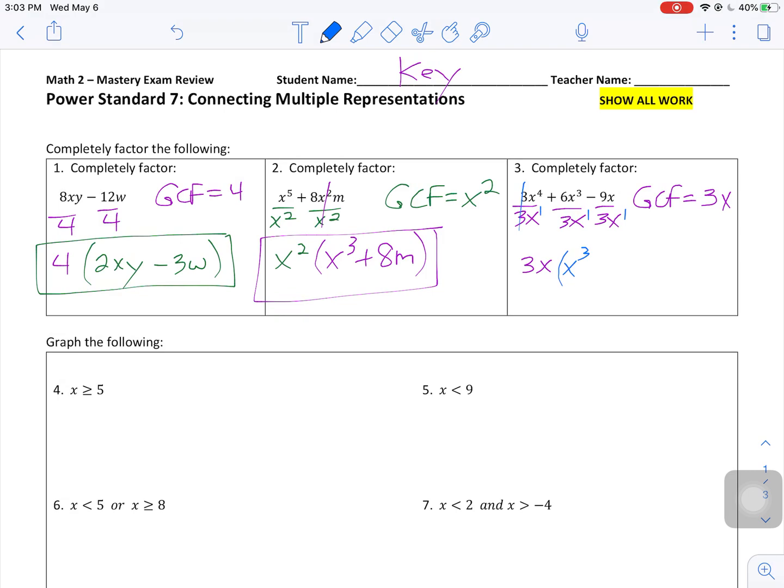And then 6 divided by 3 is 2. X to the 3rd divided by x to the 1st would be x squared, because 3 minus 1 is 2. And then in the back, negative 9 divided by 3 is negative 3. And x divided by itself cancels out.